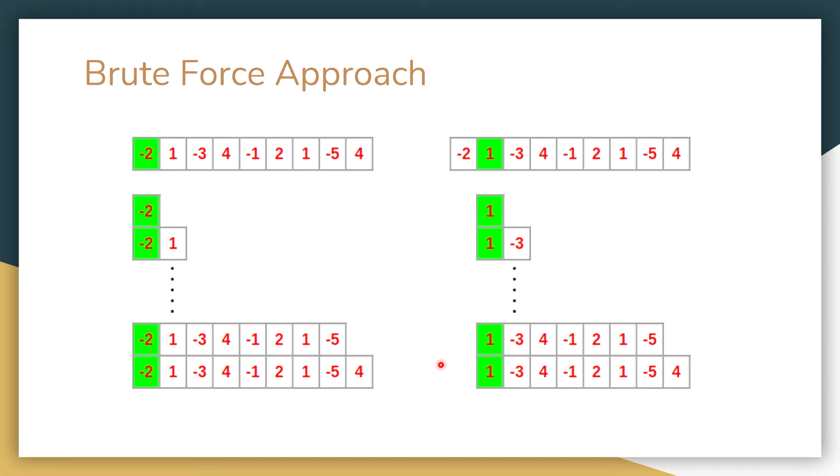The naive approach, or the brute force approach, can be: we will find every subarray which starts with -2, 1, 3, 4 and so on, and in every iteration we find the maximum subarray starting with -2, and then we update the maximum by comparing with the maximum subarray starting with 1 and so on.